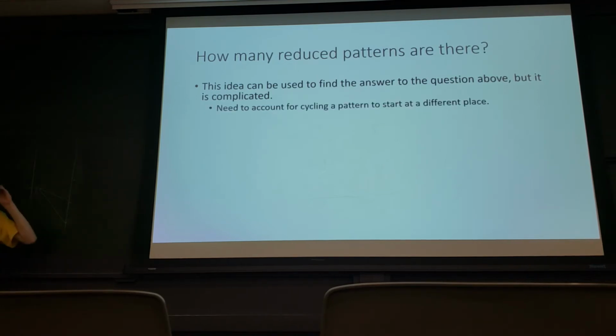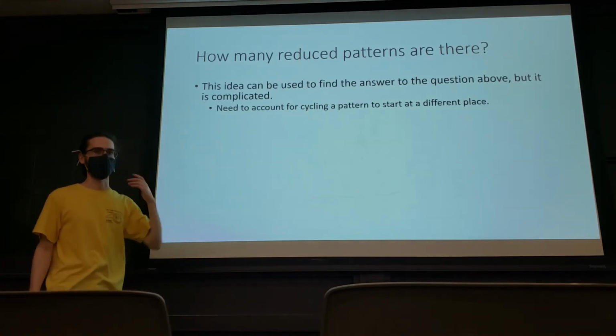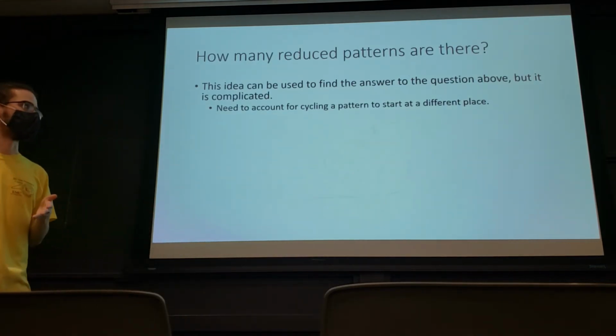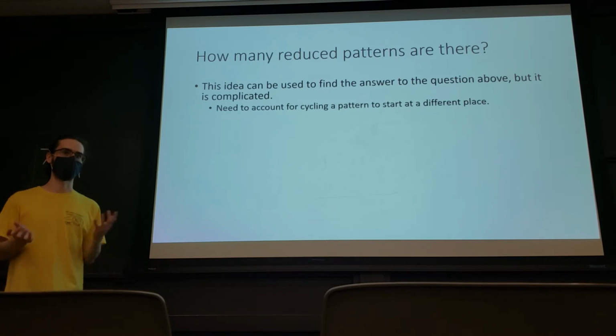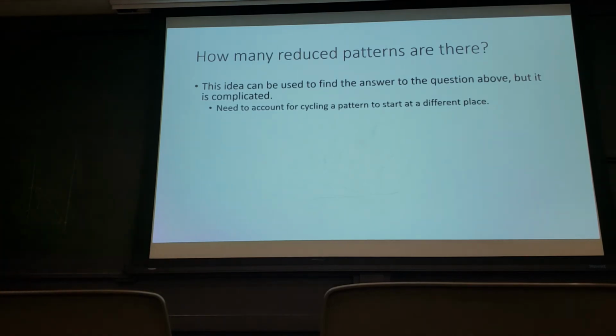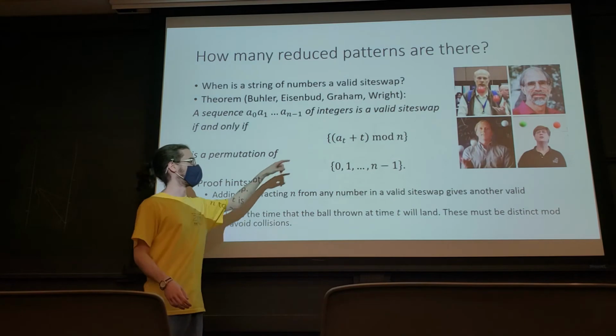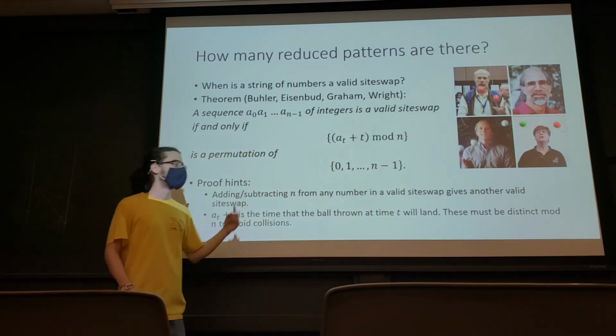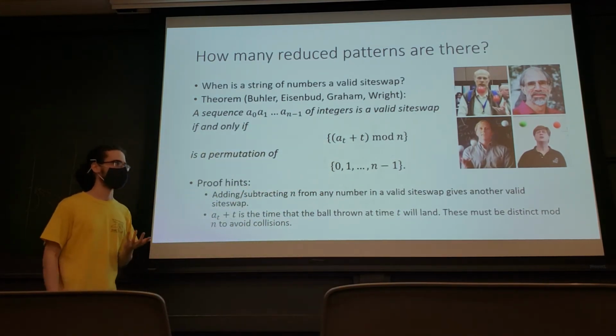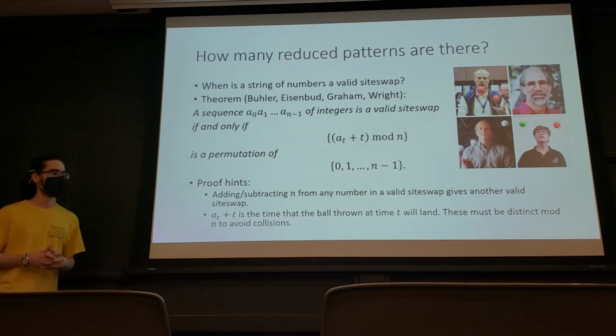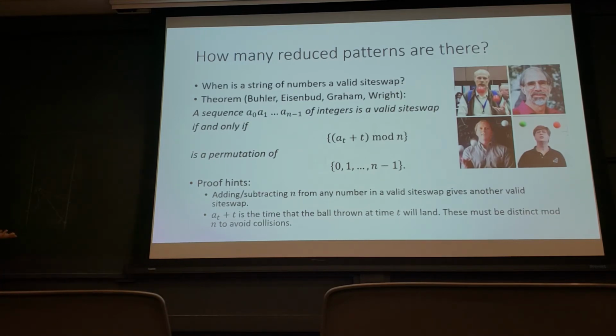And there's other problems, like you need to account for a cycling pattern starting at a different place. So the pattern 5-1 is the same as 1-5, just starting from a different place within the cycle. You also need to end up with the right number of balls. So, like I said, when you add or subtract n, or when you do this modulo operation, you're adding or subtracting numbers of balls, which is a problem because we're trying to keep the number of balls to a fixed number.